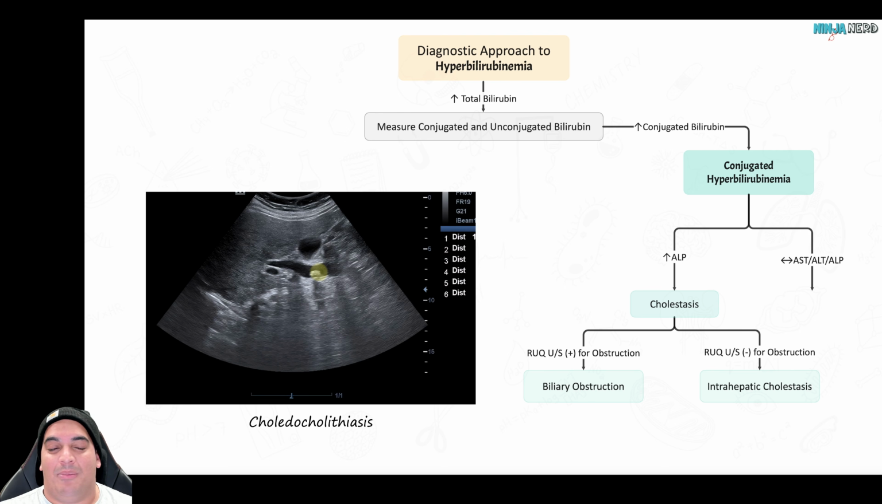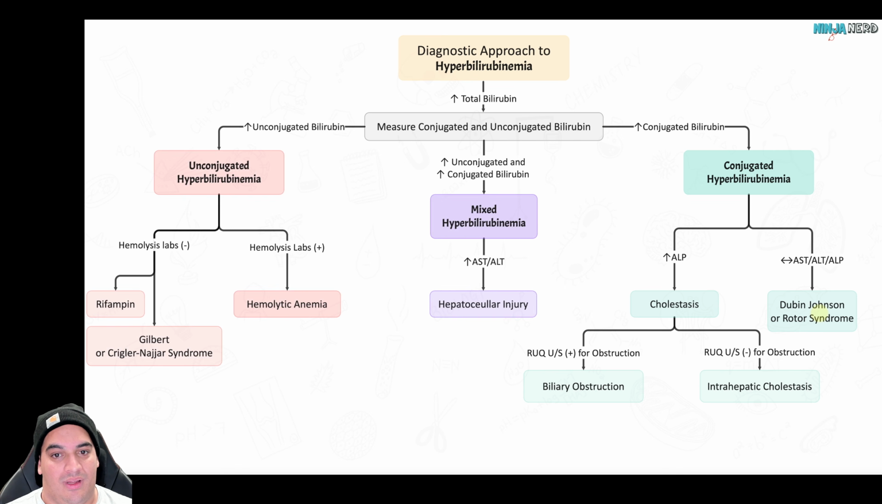Right. But if the AST, the ALT, but more importantly, the alkaline phosphatase is normal and it's just an increase in the conjugated bilirubin, I should start thinking about those weird transporter disorders, such as Dubin-Johnson syndrome or Rotor syndrome. And that's how we talk about hyperbilirubinemia.